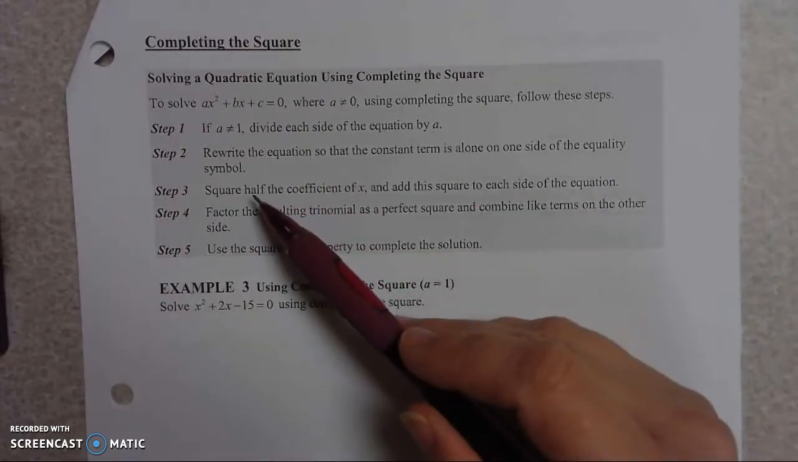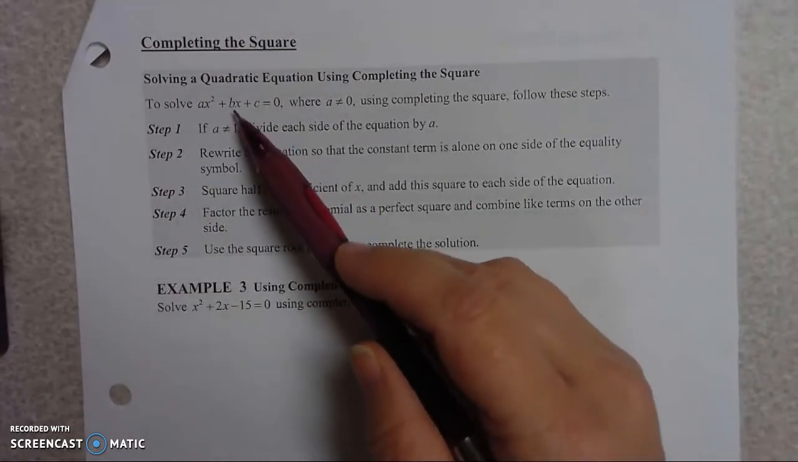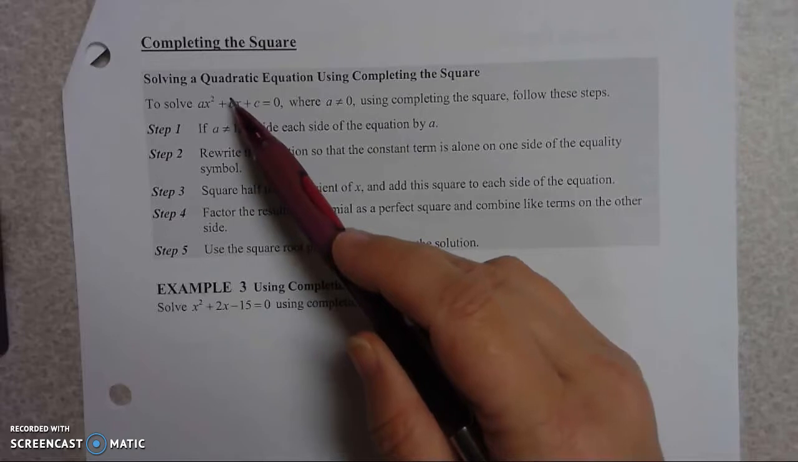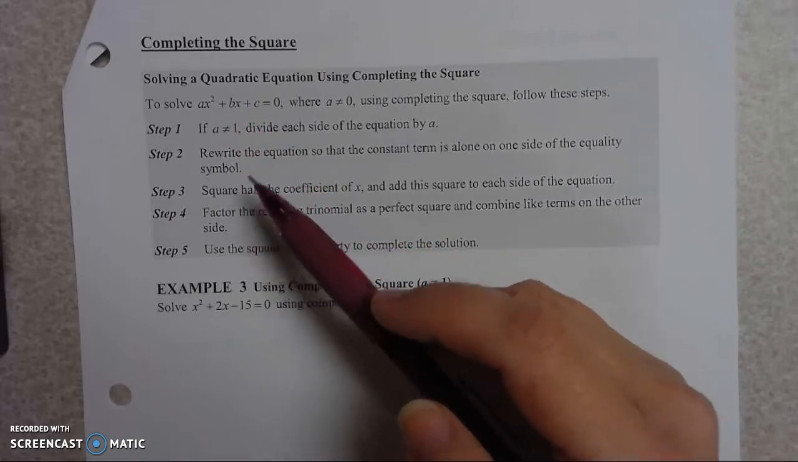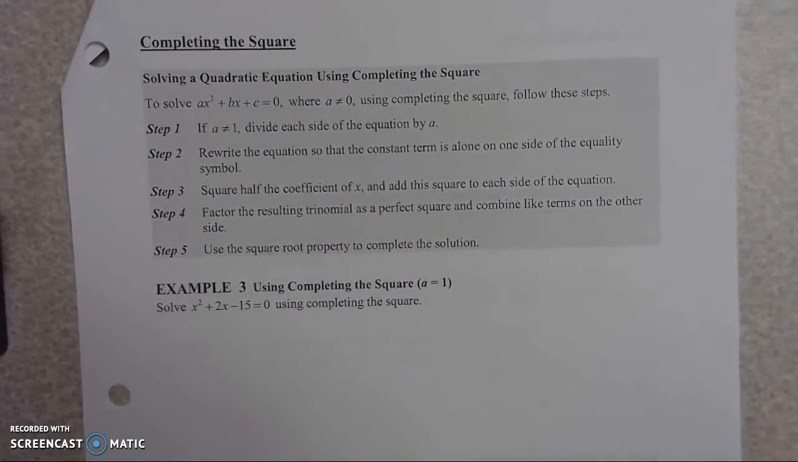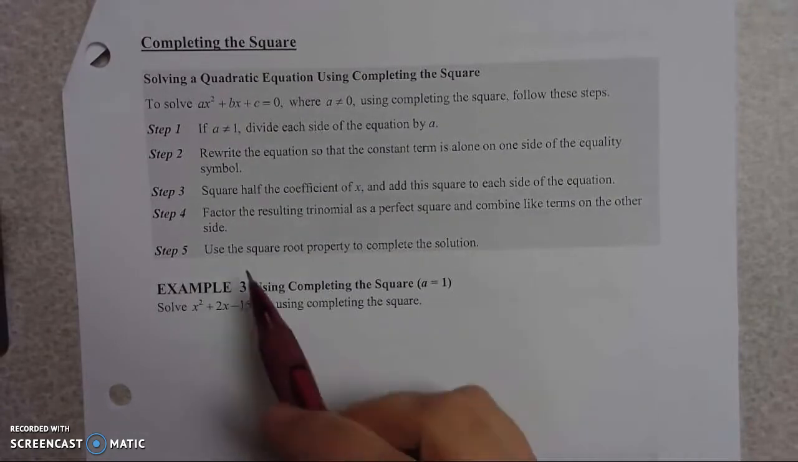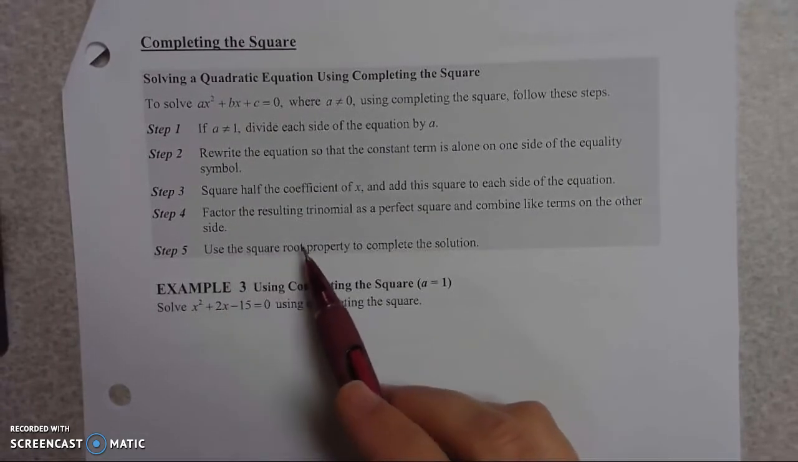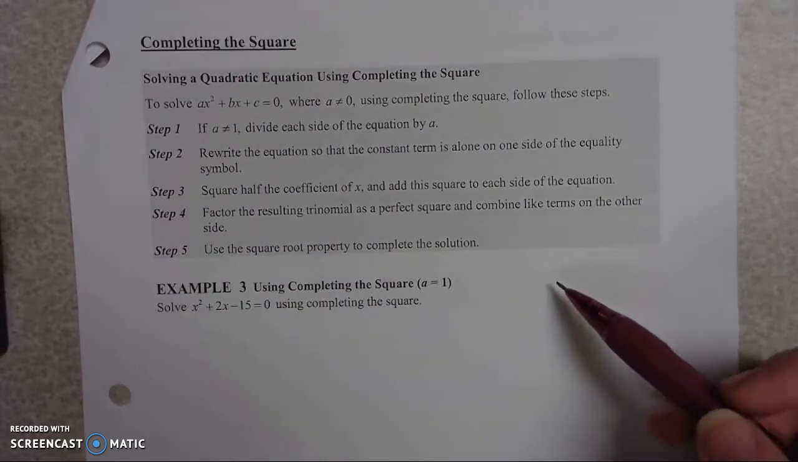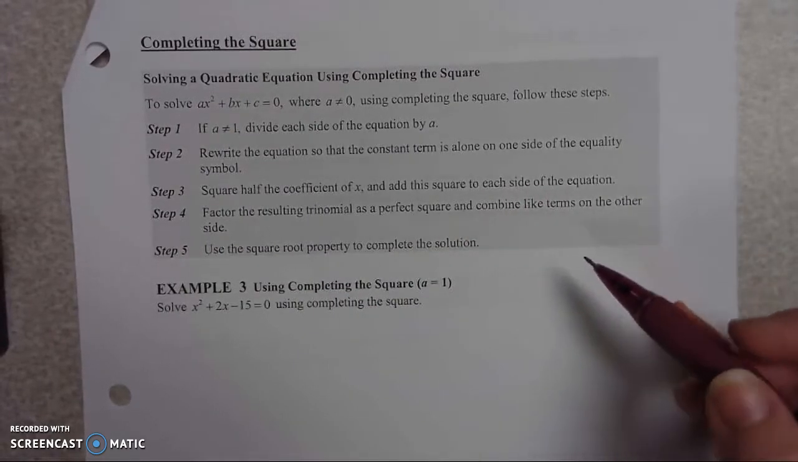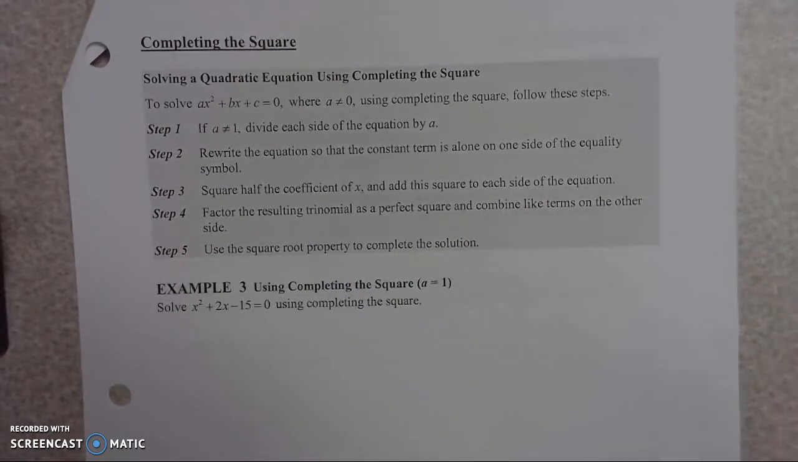Once we do that, we'll take half of the coefficient of x, which is b, so we'll take half of b, and then we'll square that half, and that number we'll add to each side of the equation. That results in a perfect square trinomial on one side, and we can factor it and then use the square root property. So let's look at a couple of examples.